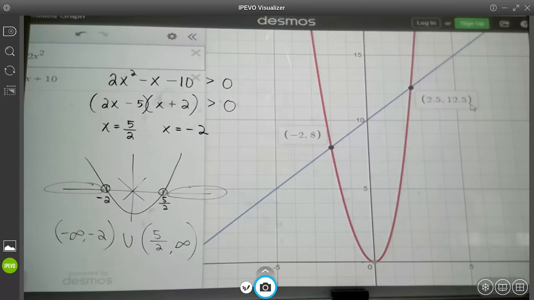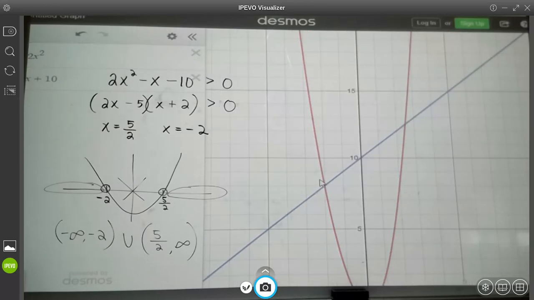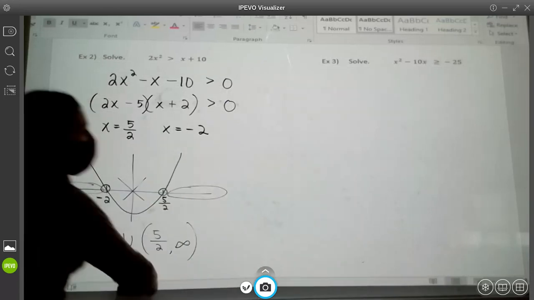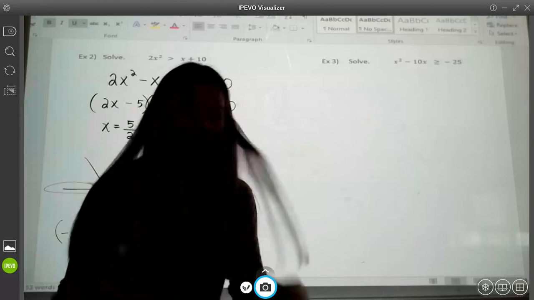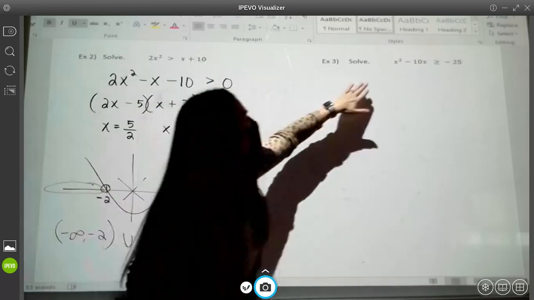All right, let's see if we can do example 3. So again, I usually just show you guys using the graph. All right, let's do this one. Let's compare it to 0. So let's add that 25 over. All right, we compared it to 0. Let's find the 0. So let's hope it factors.